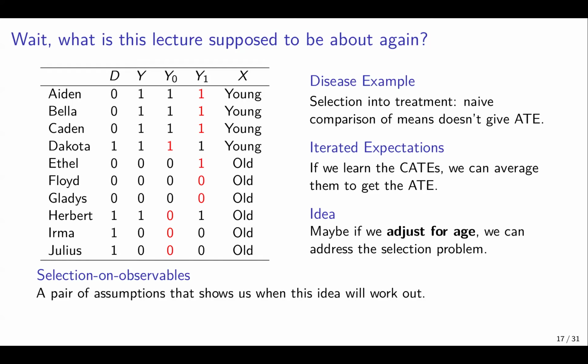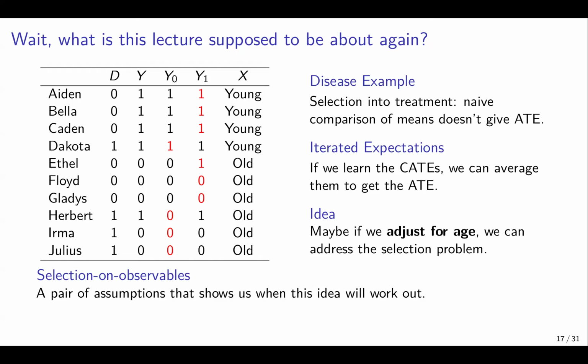So you can see that the young are much more likely to survive without the drug. So the Y0s of the young tend to be 1. In fact, they are all 1. That's why there's no treatment effect for the young, because their Y0 equals their Y1. Whereas for the old, that's not the case. So at least for Ethel and Herbert, if they take the drug, they're going to survive.